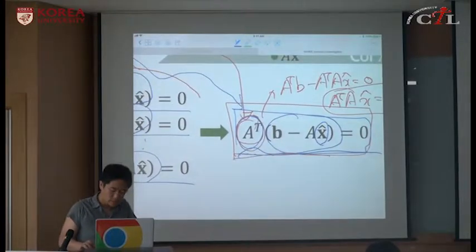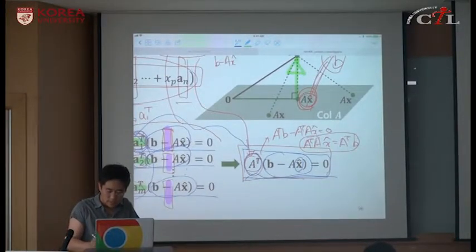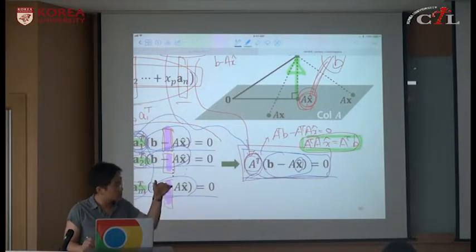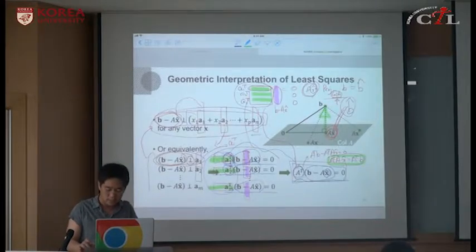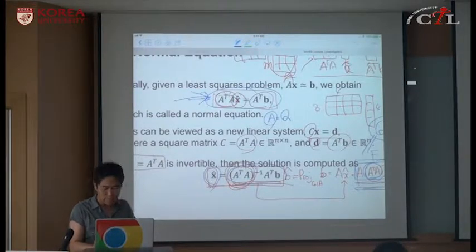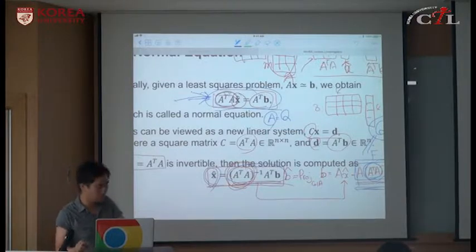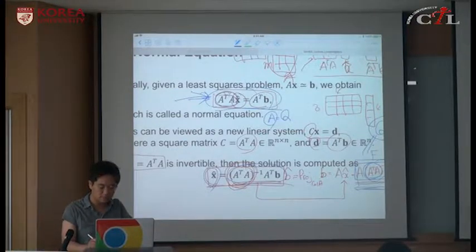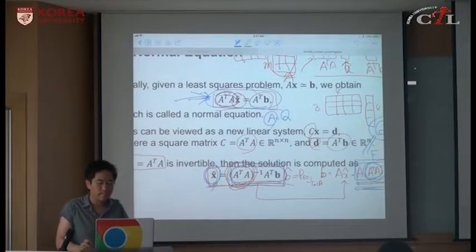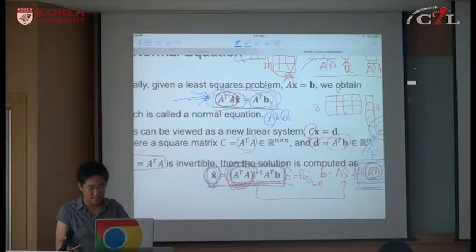So this equation can be rewritten in this form, right? By just distributing this multiplication, and setting them into the equation, and then we obtain this. And in case this A transpose A has an inverse, that is, it is an invertible matrix, the solution can be obtained as this. We will discuss the case where A transpose A is not invertible shortly, in a few slides later.